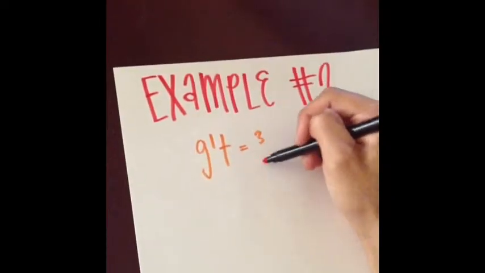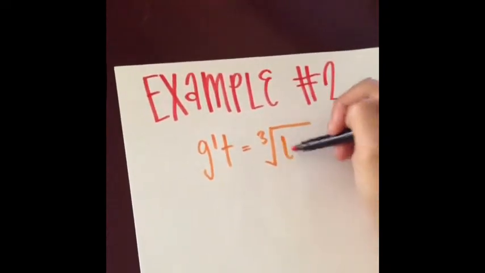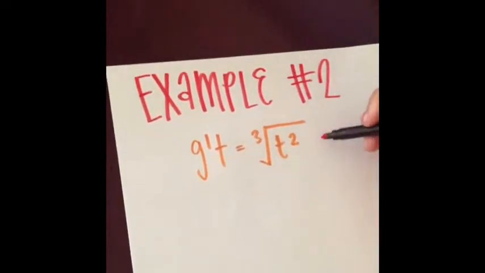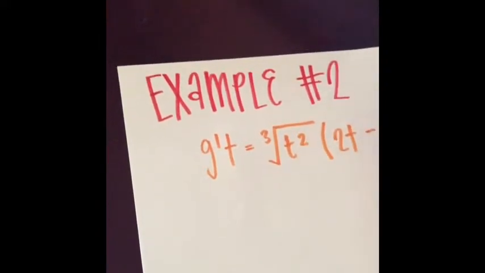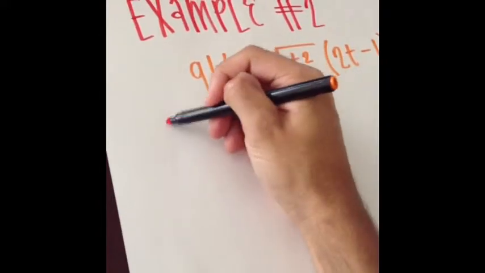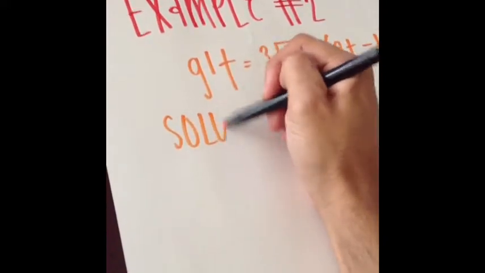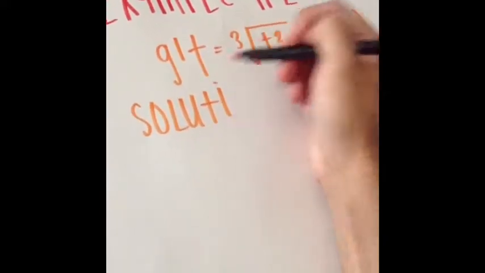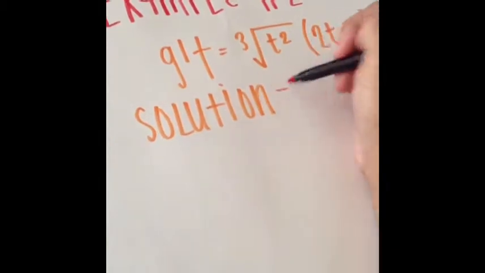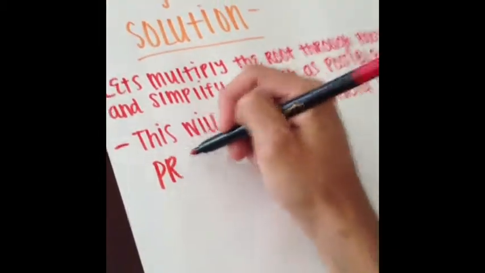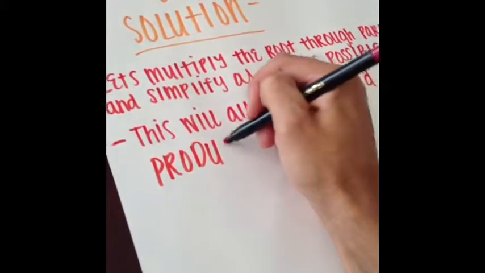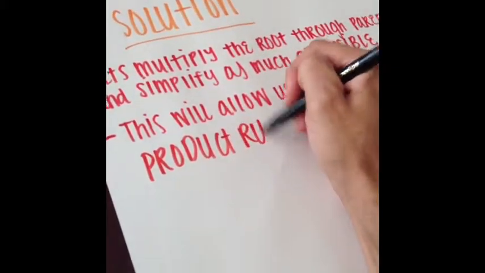Example number 2. g of t equals 3 times the square root of t squared times 2t minus 1. Now it's time to find the solution. To find the derivative, it's probably easiest to do a little simplification before we actually differentiate. Let's multiply the root through the parentheses and simplify as much as possible. This will allow us to avoid using the product rule when taking the derivative.